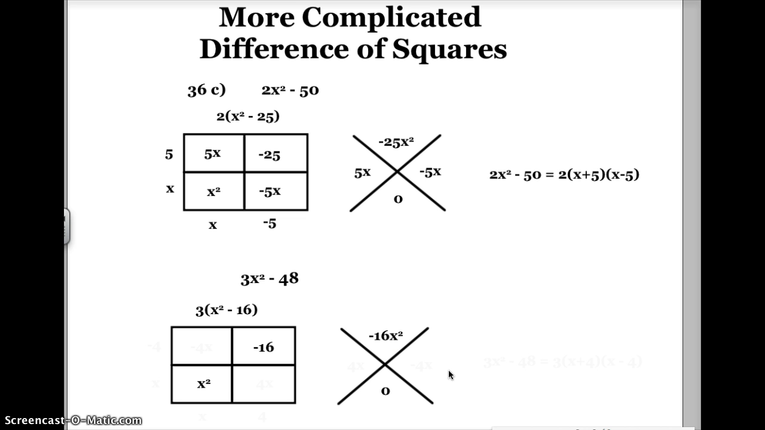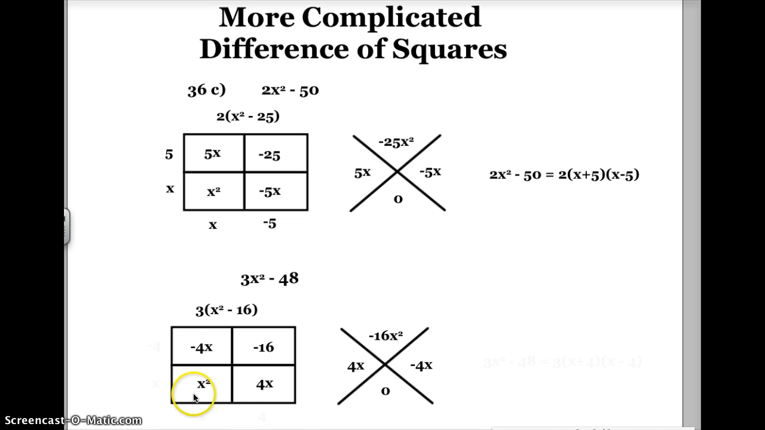I'm going through it a little bit faster now because you've seen it quite a few times. Hopefully you've done these quite a few times also. And then I know that positive 4x and negative 4x give me a product of negative 16x squared, but they give a sum of 0. So those are the numbers that go into these boxes.